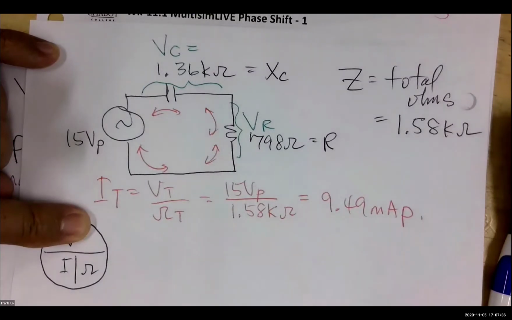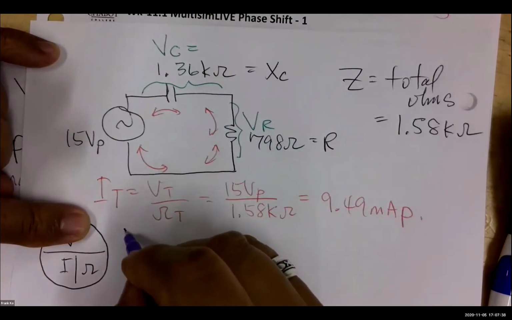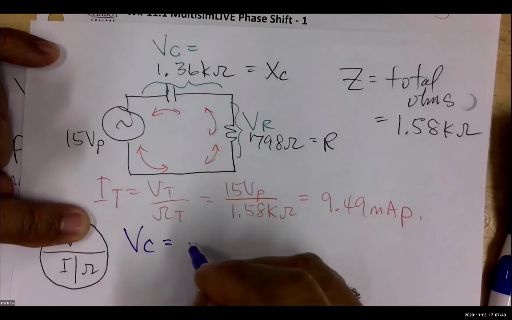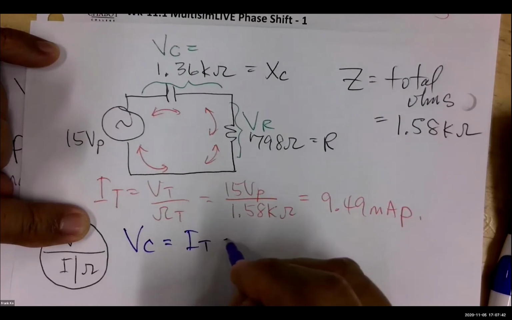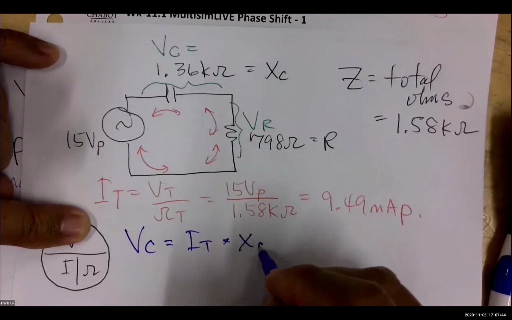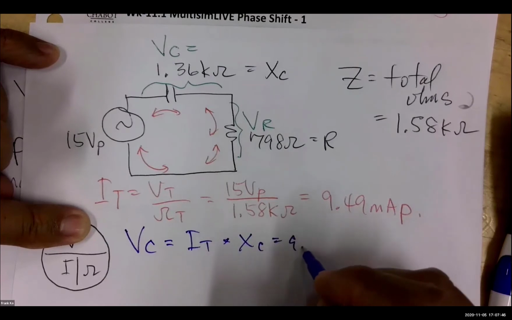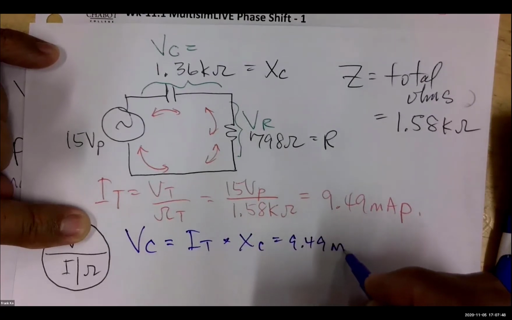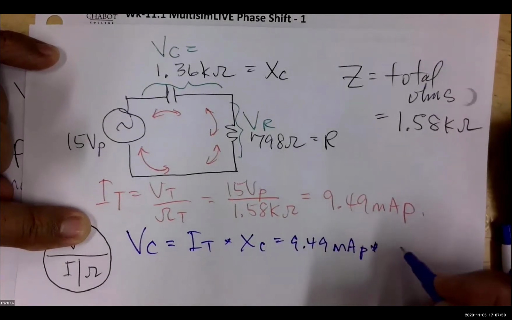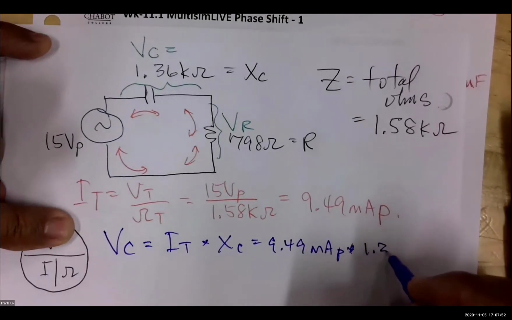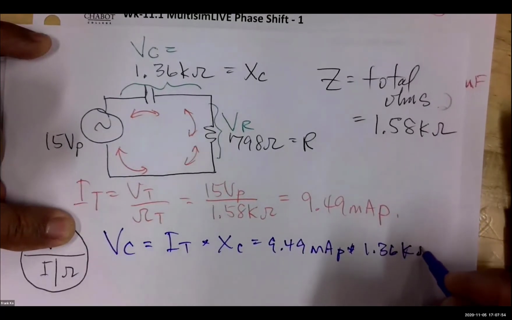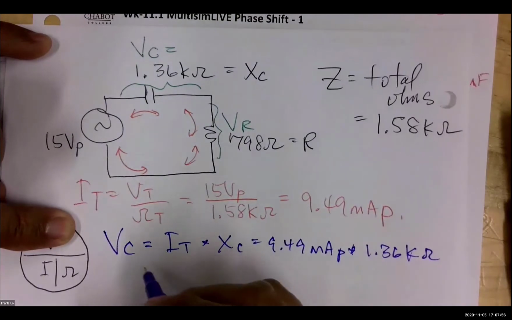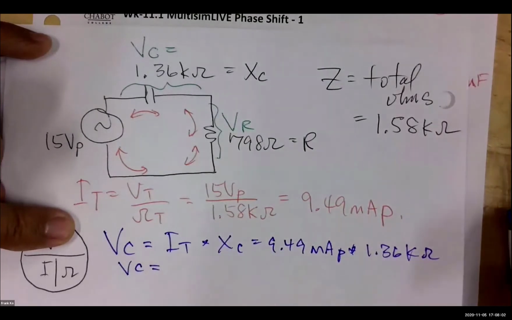So I should be able to do this way. My VC should be equal to I total times X sub C. That should be equal to 9.49 milliamps peak, multiplied by 1.36 kilo ohms. So what does my VC calculate to be? Let's go ahead and do that.